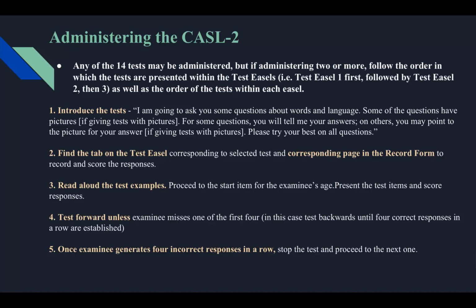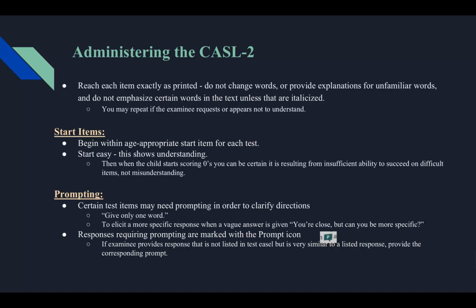Any of the 14 tests may be administered, but if administering 2 or more, follow the order in which the tests are presented within the test easels, as well as the order of the tests within each easel. During administration, read each item exactly as printed. Do not change words, emphasize words, or provide explanations. When starting the CASL, begin with age-appropriate start items for each test. Start easy, because when the child starts scoring zeros, you can be certain it is resulting from insufficient ability, not misunderstanding. Some test items need prompting, and these items will be marked with the prompt item as seen on the slide. Correct and incorrect responses for each item are listed in the test easel.